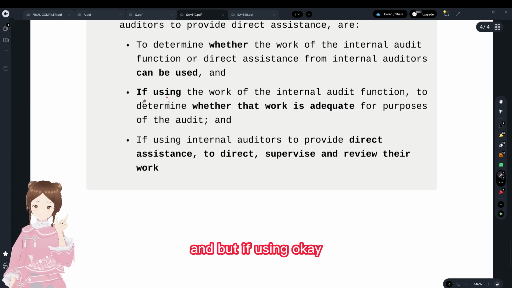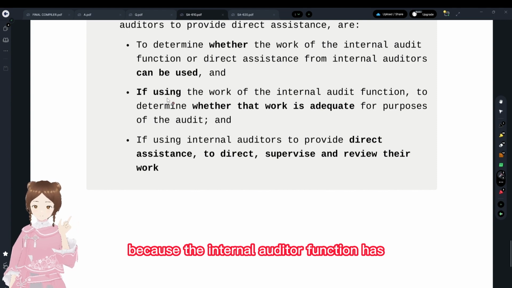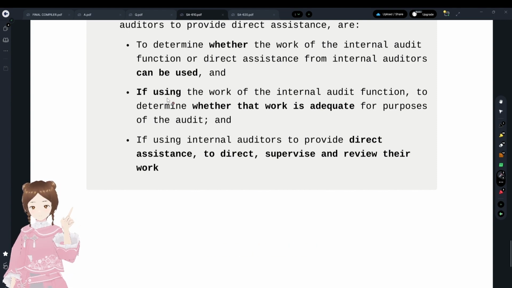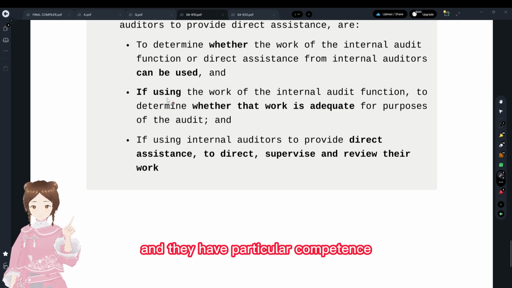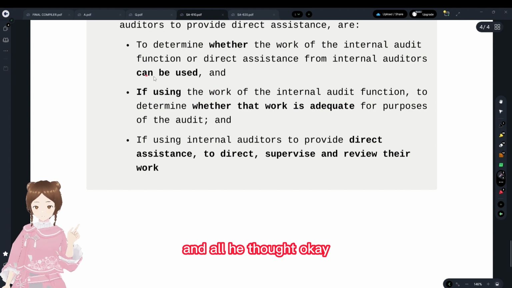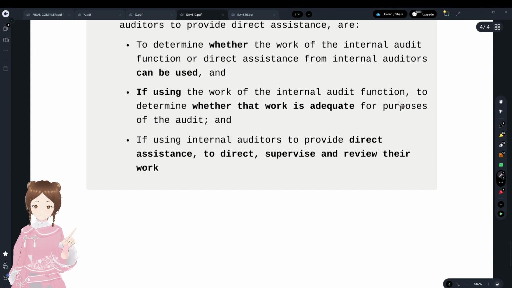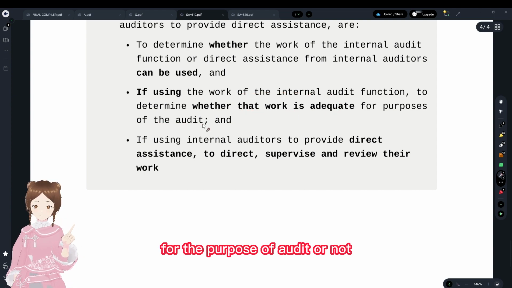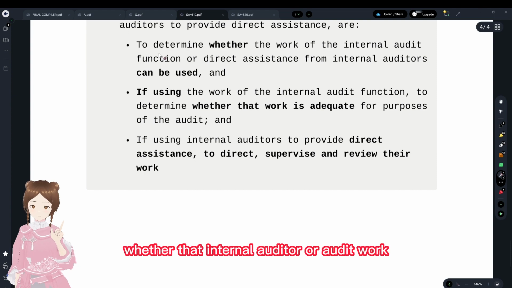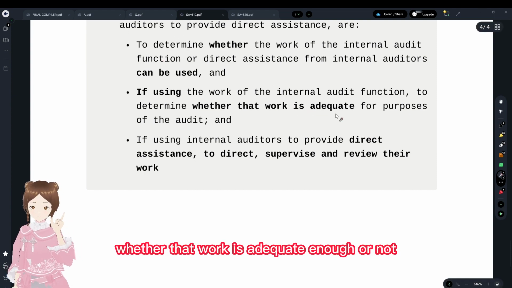If he finds that it's fine to use that because the internal audit function has objectivity, integrity, ethical values, and particular competence, he concludes they can use the internal auditor's work or take direct assistance from him. If using the work, he has to determine whether that work is adequate for the purpose of the audit or not. First, we have to check whether that internal audit work can be used or not. Second, whether that work is adequate enough or not.